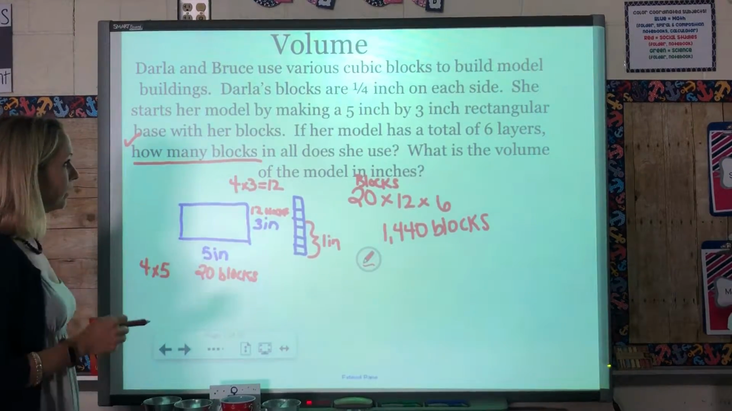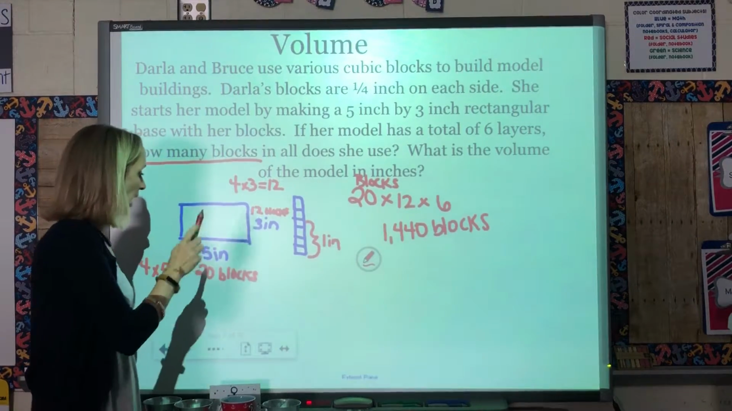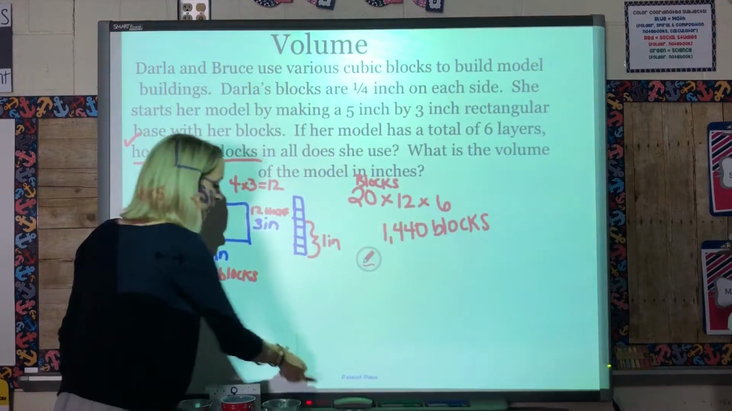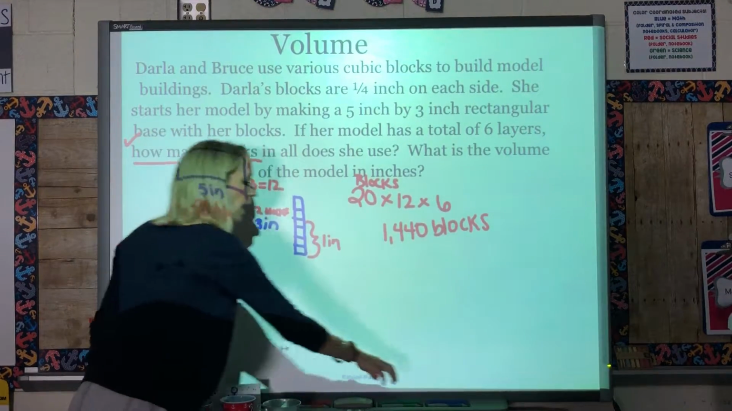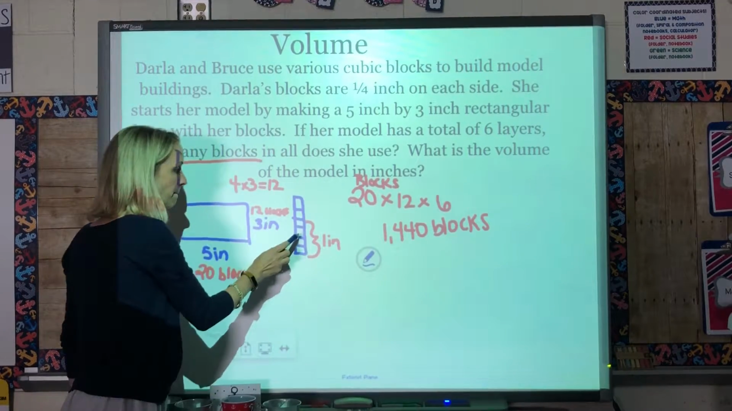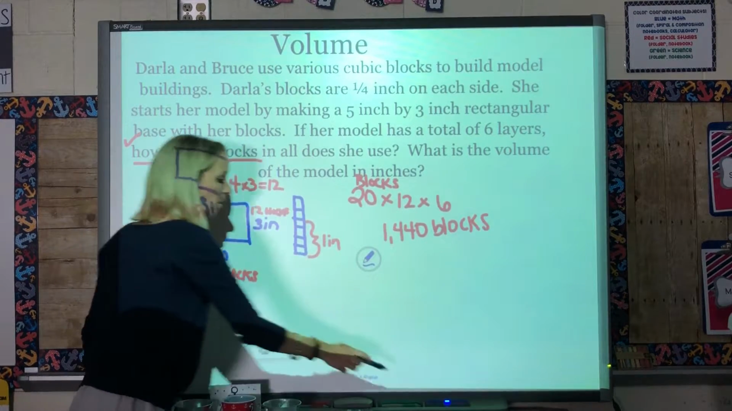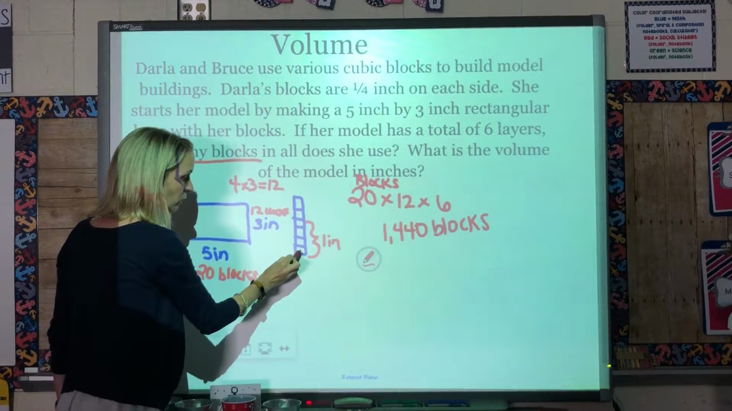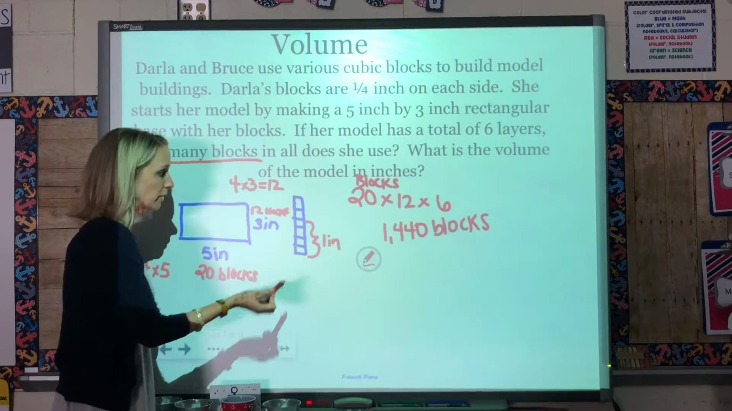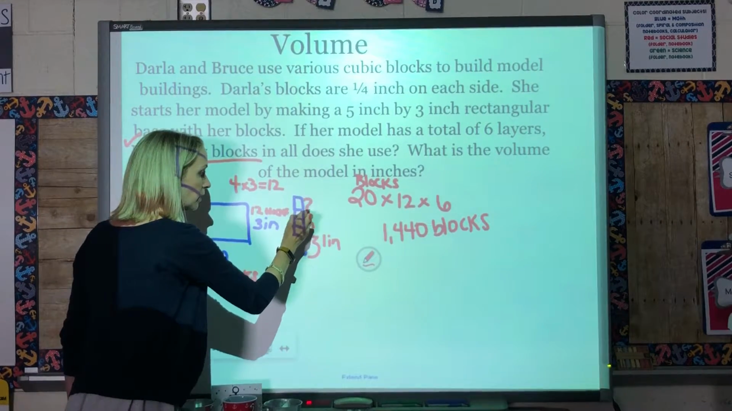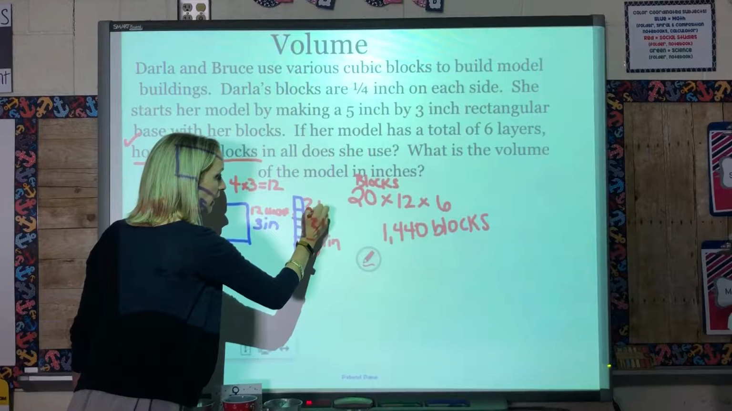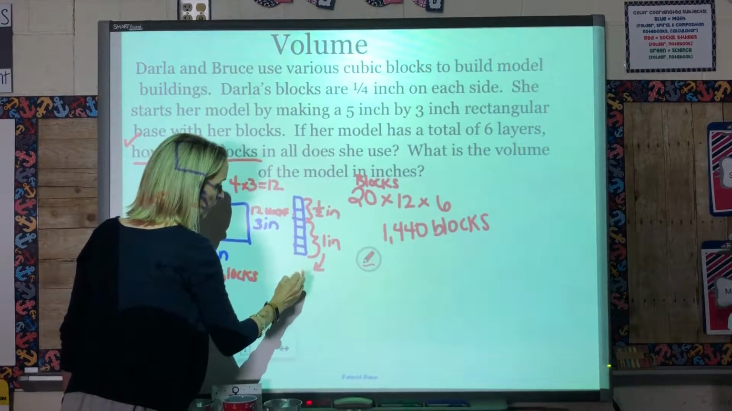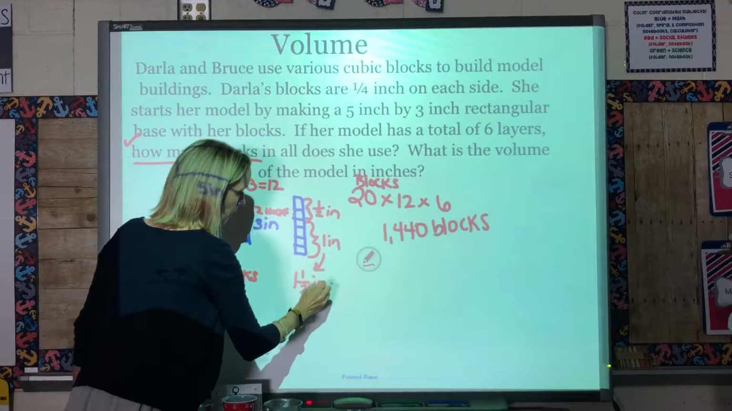And then the second part, if I want to know the volume of the model in inches, I know that the base dimensions are 5 inches by 3 inches, but I have to finish figuring out how tall in inches my actual 6 layers are. So I already know I have 1 inch here because 1, 2, 3, 4 make up 1 inch, and then I have 2 left over, so that is going to be 1/2 inch. So my whole height here is going to be 1.5 inches.